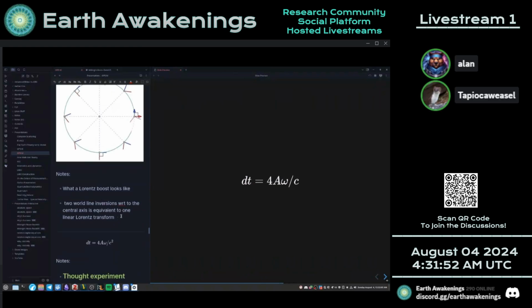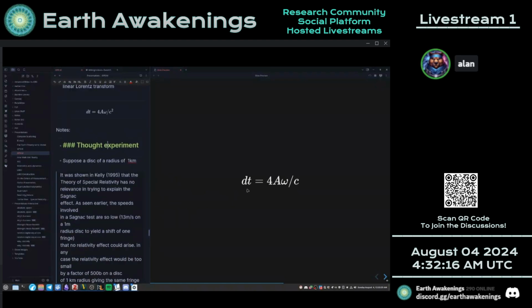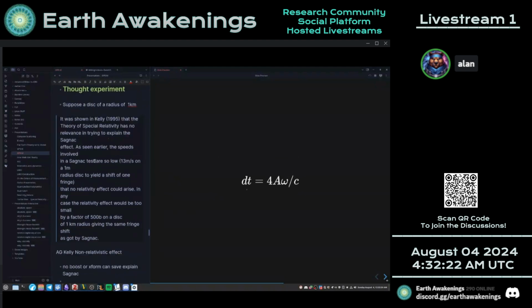All right, so we got the Sagnac derivation here. The displacement in time, the change in time, delta t, is equal to 4A times omega over the speed of light. So this is just showing the length of the apparatus times the rotation, over the speed of light, is going to give you that angular displacement amount. And this is the classic derivation for it, right? So this is just a ratio of velocity over c to give you the predicted fringe amount.